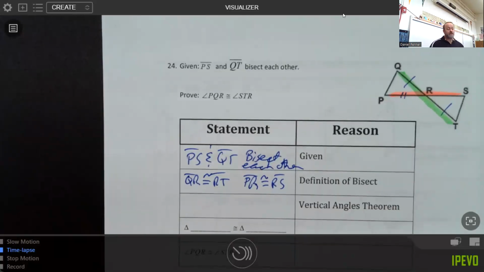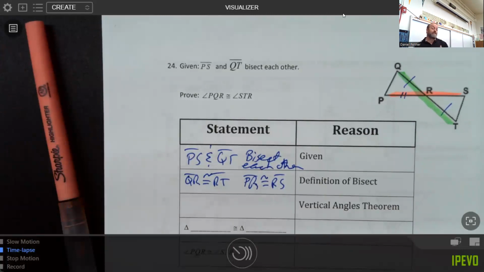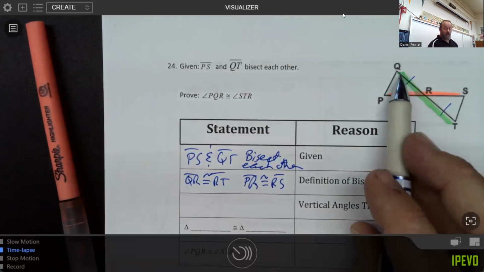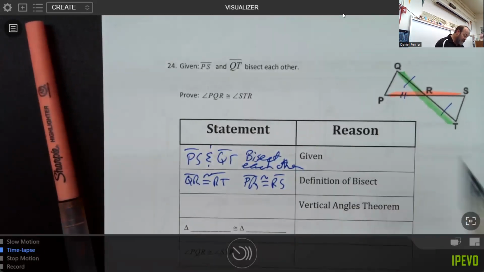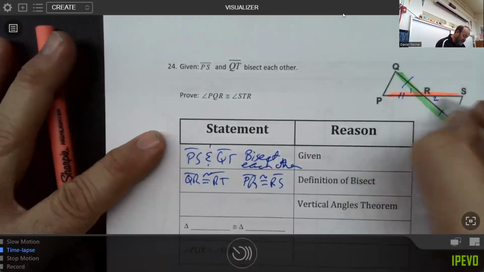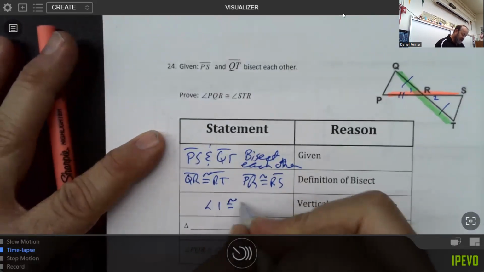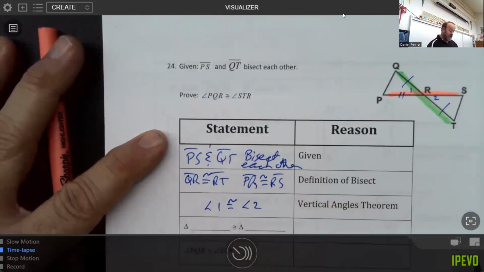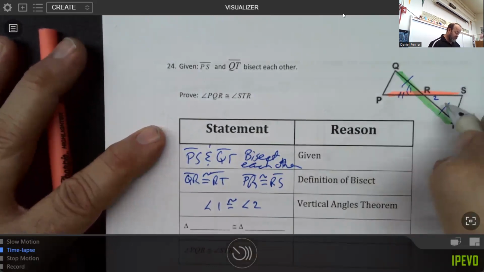Now, this is a place where different teachers are going to do this a little bit differently. My personal preference is I could call it angle QRP, but I find it far easier to call it angle 1 and angle 2. And I know that the vertical angle theorem states that angle 1 and angle 2 have to be, in fact, congruent.